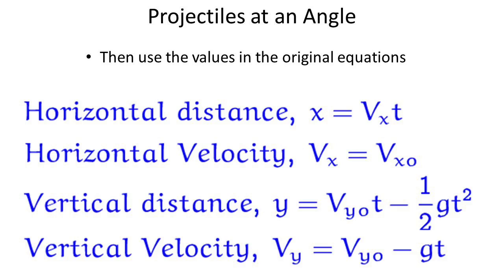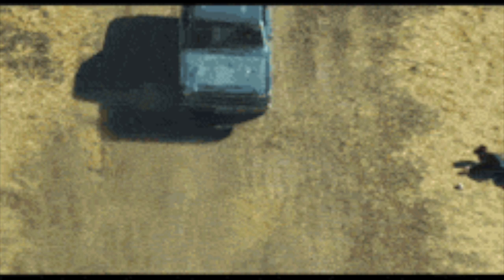The projectile motion equations as shown can be used to determine horizontal distance, where x is equal to the velocity of x multiplied by time; horizontal velocity, where the velocity of x is equal to the velocity of x initial; vertical distance, where y is equal to the velocity of y initial multiplied by time, subtracted by 1/2 gravity multiplied by time squared; and vertical velocity, where the velocity of y is equal to the velocity of y initial subtracted by gravity multiplied by time. So here's some examples of projectile motion in the real world.